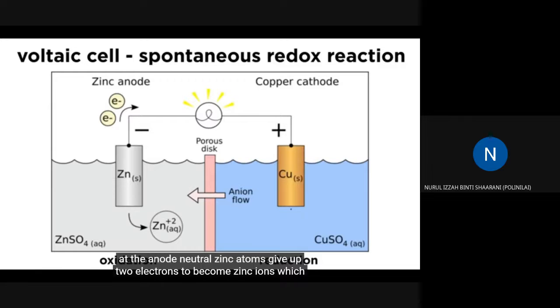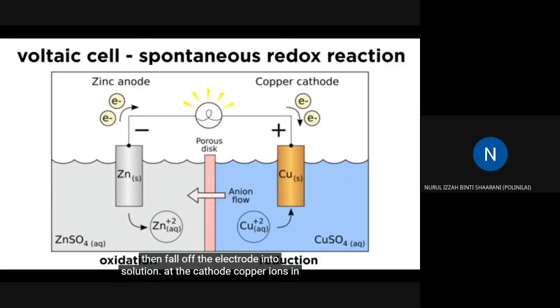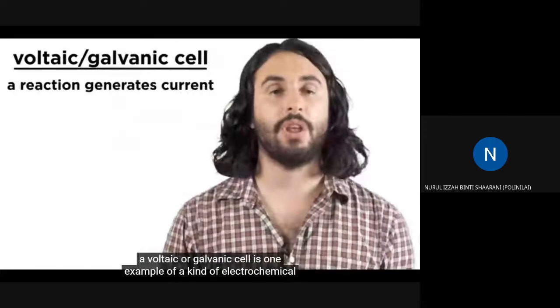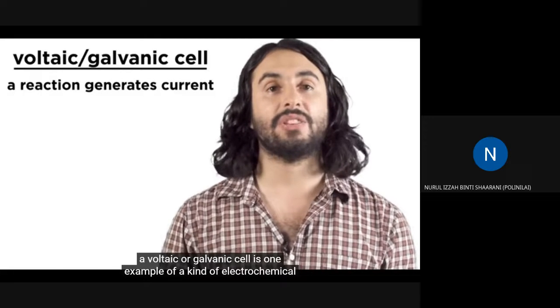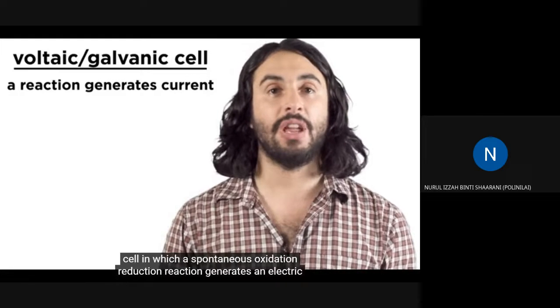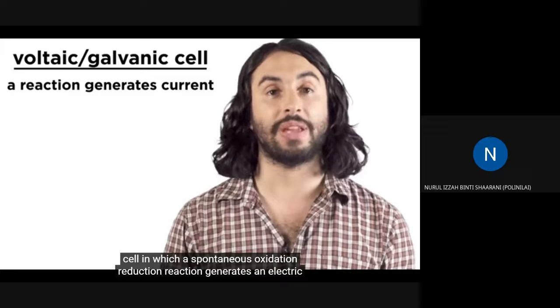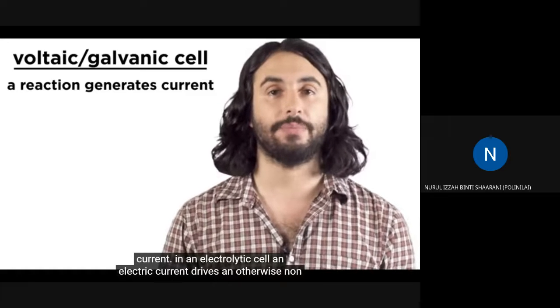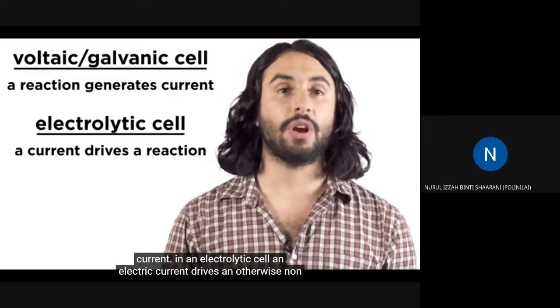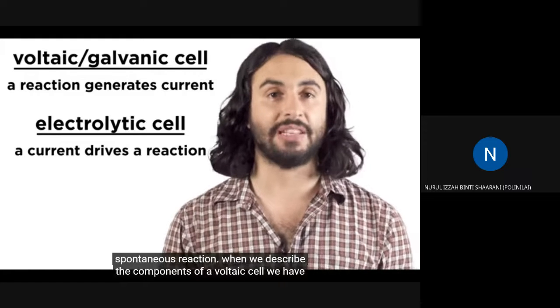At the anode, neutral zinc atoms give up 2 electrons to become zinc ions, which then fall off the electrode into solution. At the cathode, copper ions in solution near the electrode gain 2 electrons to neutralize and join the copper lattice. Ions in the salt bridge compensate for this gradual change in overall charge. A voltaic or galvanic cell is one example of a kind of electrochemical cell in which a spontaneous oxidation-reduction reaction generates an electric current. In an electrolytic cell, an electric current drives an otherwise non-spontaneous reaction.